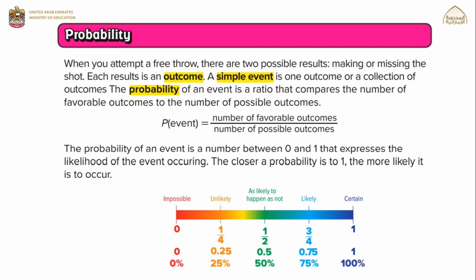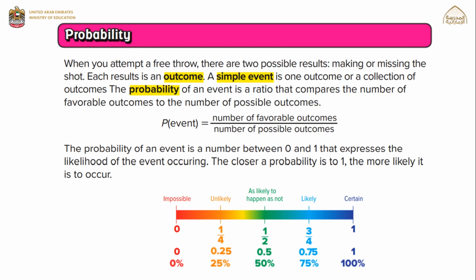Probability. When you attempt a free throw, there are two possible results: making or missing the shot. A simple event is one outcome or a collection of outcomes. The probability of an event is a ratio that compares the number of favorable outcomes to the number of possible outcomes. P(event) is the number of favorable outcomes over the number of possible outcomes.